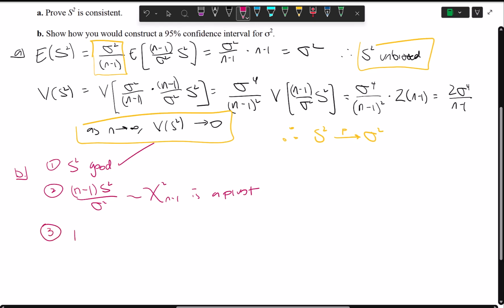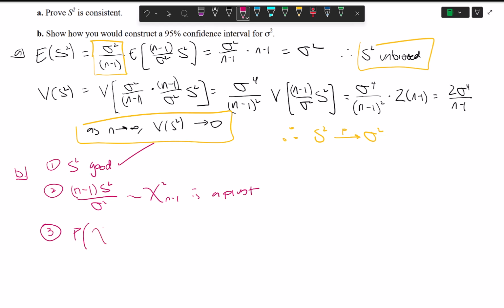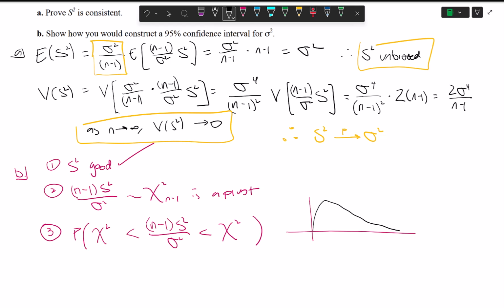Okay, step 3, we want to go ahead and create a true probability statement with chi-squared quantiles in this case. Okay, so visually we're thinking of this chi-squared n minus 1 degrees of freedom. Over here is chi-squared 0.025. Over here is chi-squared 0.975. And the area in here is 0.025, 0.025. That'll give us 95% in the middle. So we got 0.025, 0.975, like that.